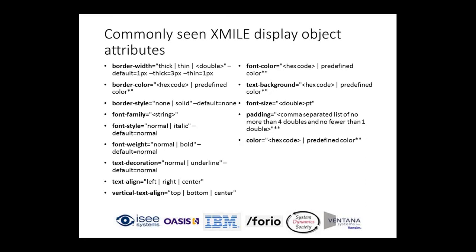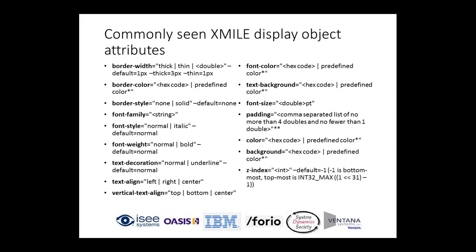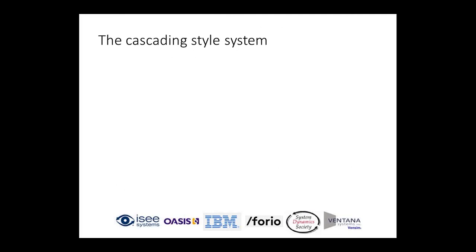Finally, we have a foreground color, so different display objects use this field differently, as well as a background color. And finally, we have a z-index, which specifies the stacking order for objects within a 2D plane. Because our views are two-dimensional, we need a way to specify what objects appear on top of other objects. And so for that, we use a z-index.